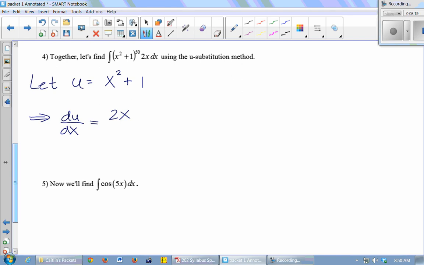Now, treat du dx as a fraction, even though we know it's not really a fraction, and solve it for dx. What would dx equal? Close. du over 2x, yes. Multiply both sides by dx, divide both sides by 2x.